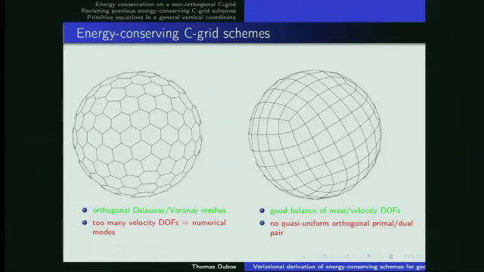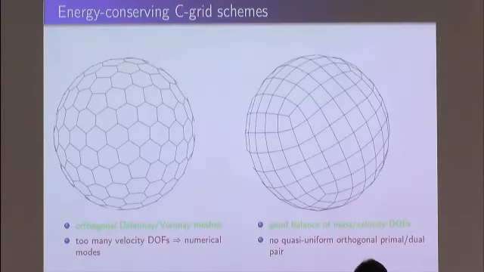Obviously, in the first part I talk about how to get energy conservation on these kinds of grids. And as John said, one motivation to get it here is to have a good balance of mass and velocity degrees of freedom. And then you have to overcome the non-orthogonality of this pair of dual grids.